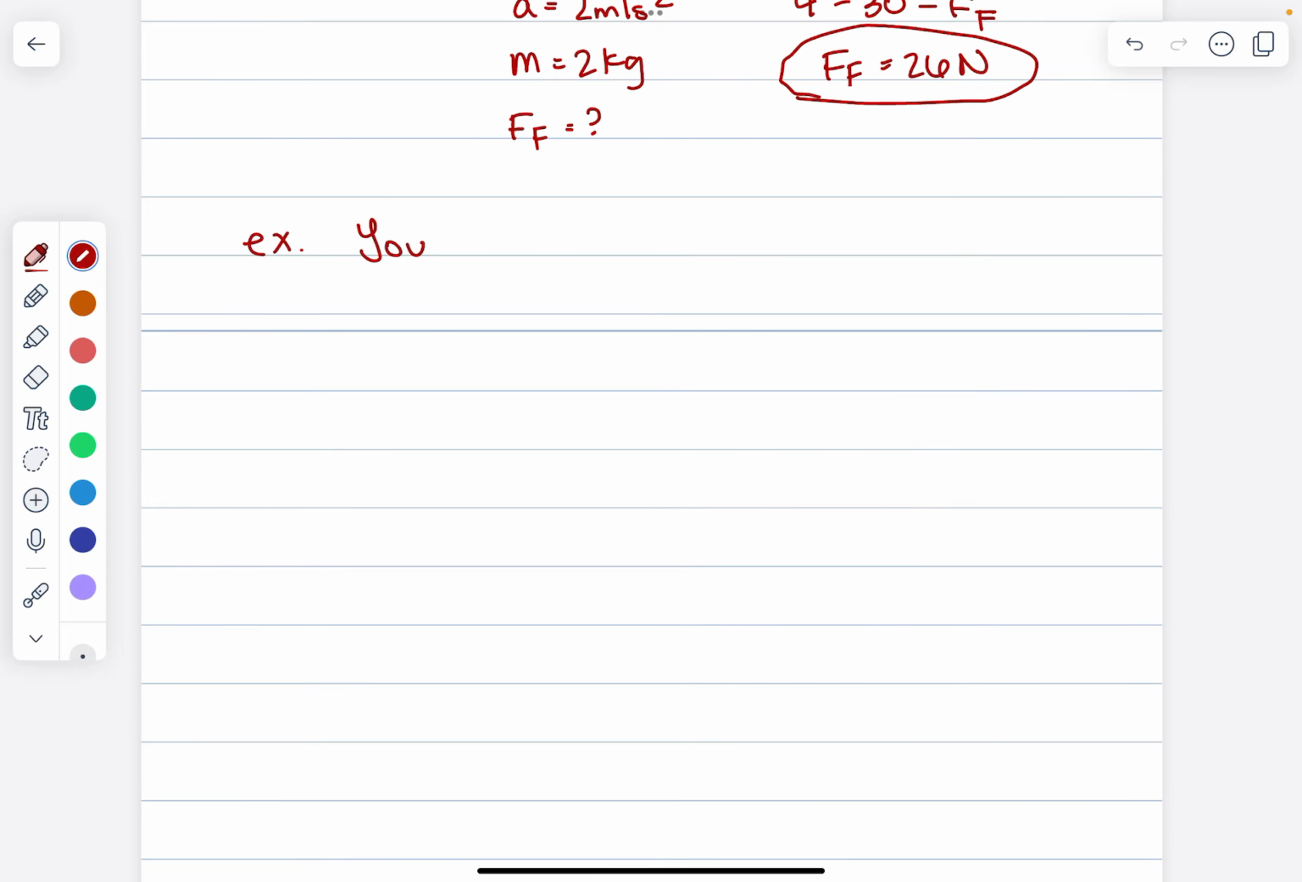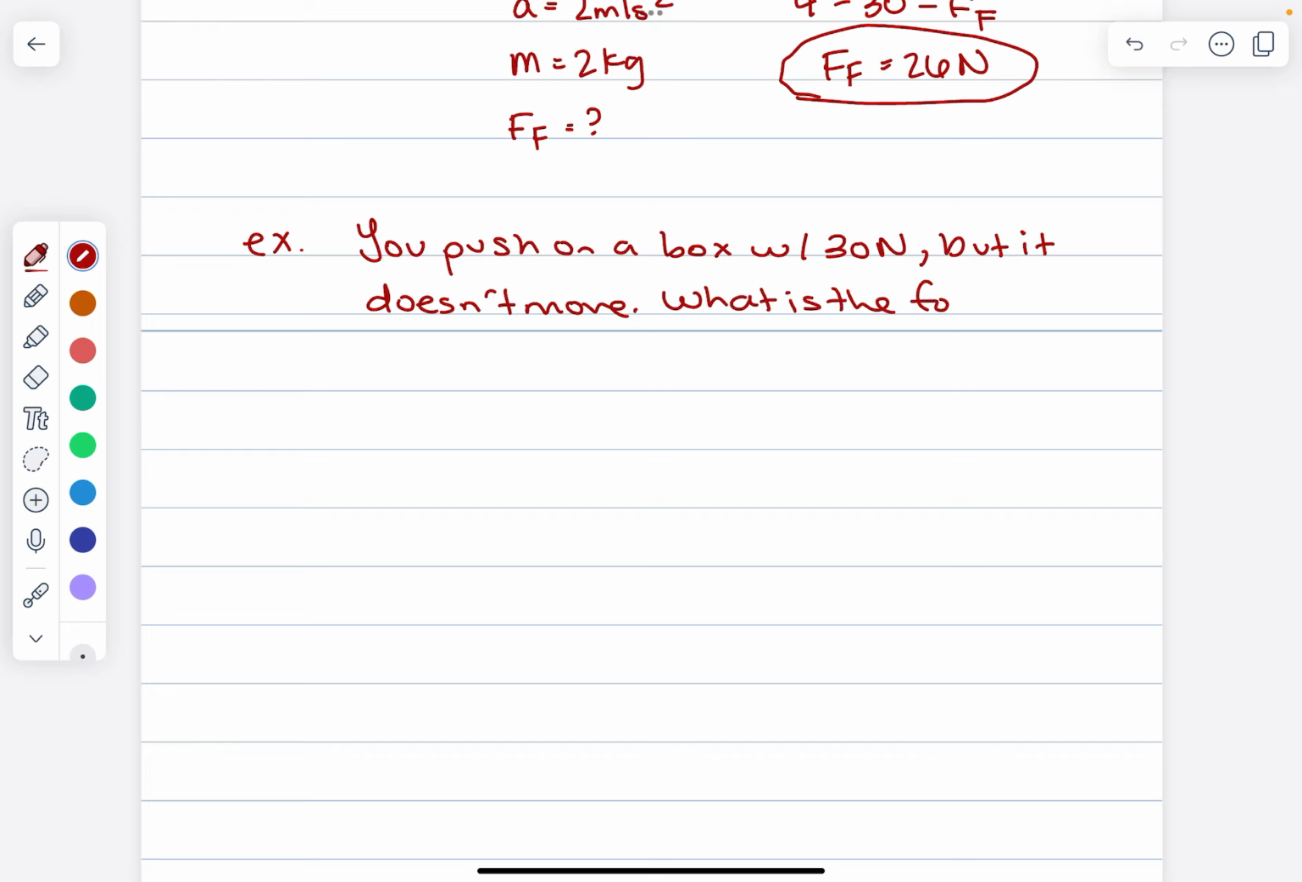You push on a box with 30 newtons, but it doesn't move. What is the force of friction?